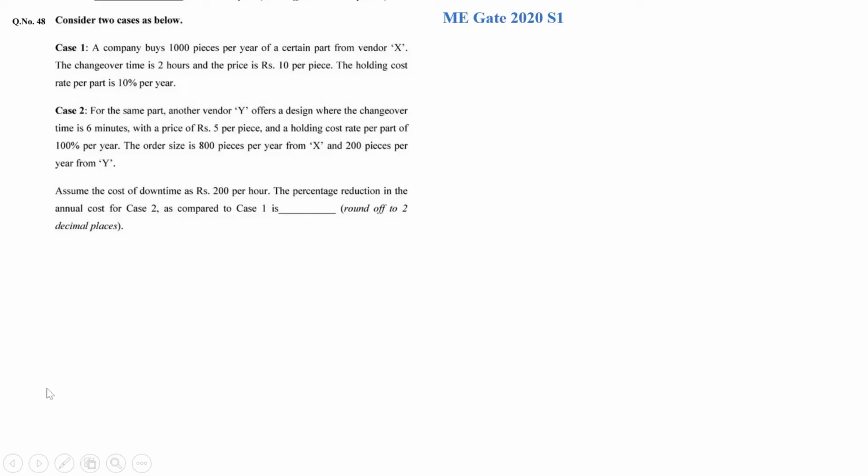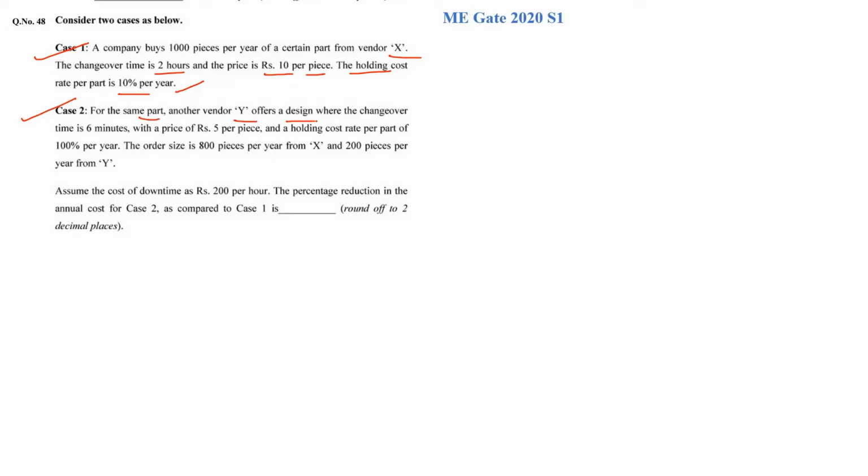A company buys 1000 pieces per year of a certain part from a vendor X. The changeover time is 2 hours and the price is rupees 10 per piece. The holding cost rate per part is 10% per year. So this is the first case which has been given in the question. In the second case, the examiner is asking for the same part.